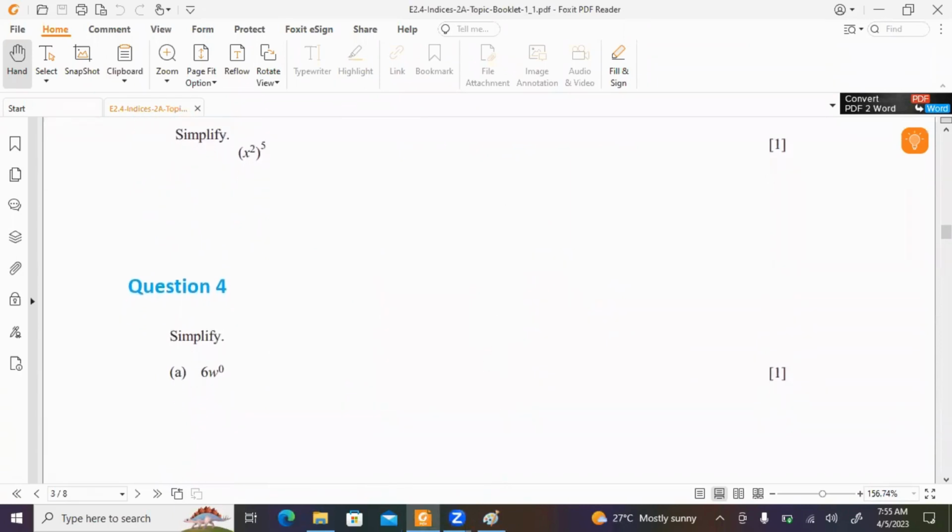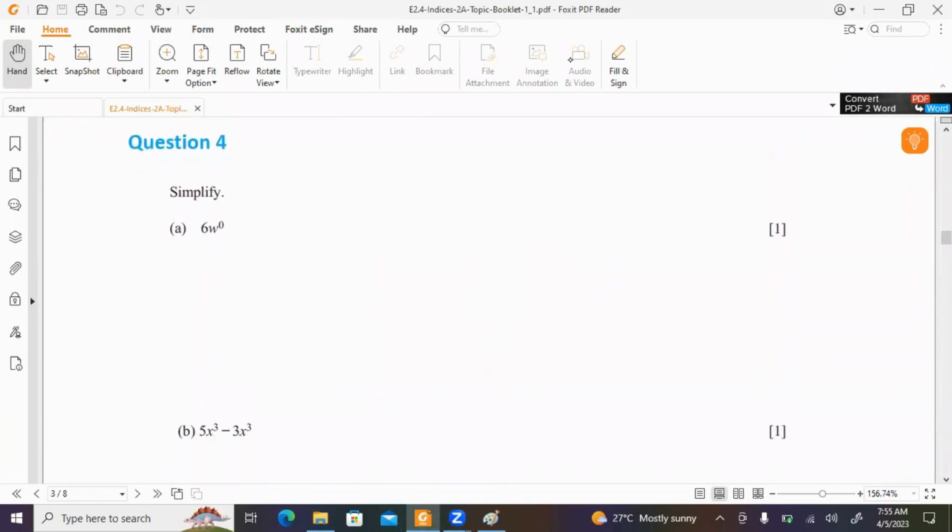Similarly, if you look at question number 4, it says 6 times w to the power of 0. Now we just learned that anything raised to the power of 0 equals 1. Hence, if we split this into 6 times w to the power of 0, w to the power of 0 can be rewritten as 1. So the answer is 6.